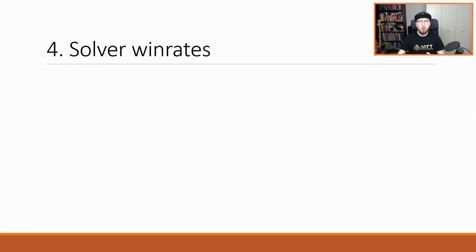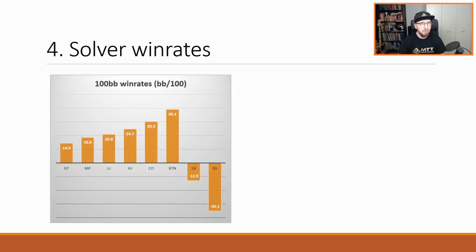Okay, so I'm sure the reason why you clicked on this video was to look at what kind of win rates can I possibly achieve? And what I've done here is I've taken the win rate straight from Monker Solver, from the pre-flop solutions. Monker has this great thing where it shows you what the win rates are for each position. So for example, at 100 big blinds, you can see our expectation is to win 14.4 big blinds per 100. And then from the button, we're winning 39.1. And then we have a negative win rate from the small blind and the big blind.